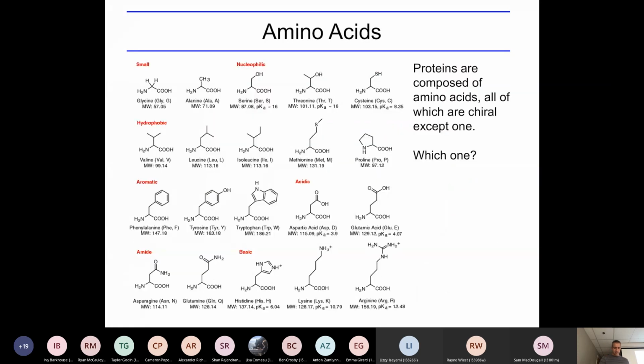Amino acids are all chiral except for one. These are all the amino acids. There's one of them, which is glycine. It's the only one of them that does not contain a chiral center. And when you find amino acids in nature, they're always just one enantiomer, not the other.